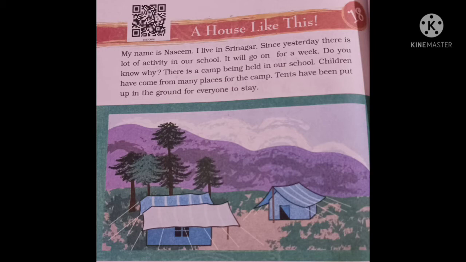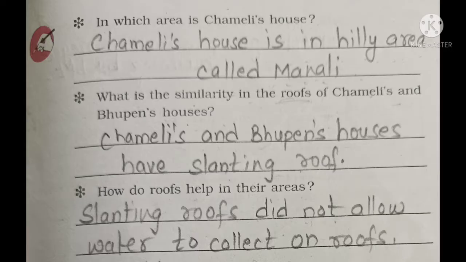Here you can see the picture. Okay, the picture of a house is also given to you. There is snowfall. Okay, snowfall is happening there. So Chameli's house is in a hilly area called Manali. Second question: what is the similarity in the roof of Chameli's and Bhupen's houses?